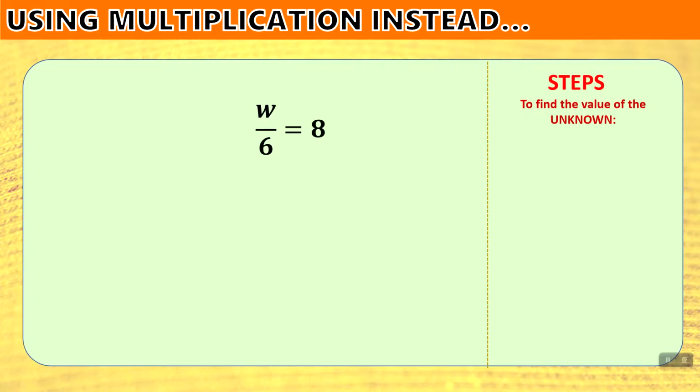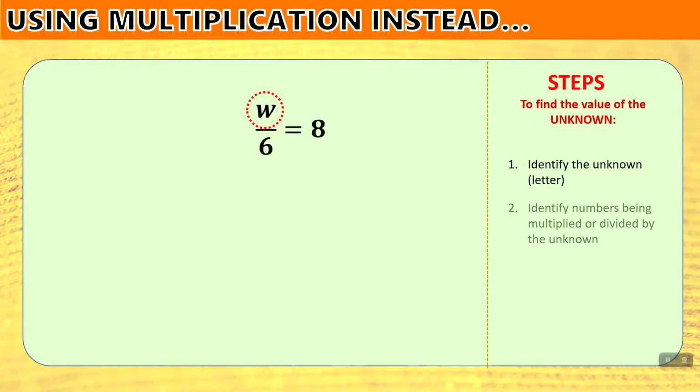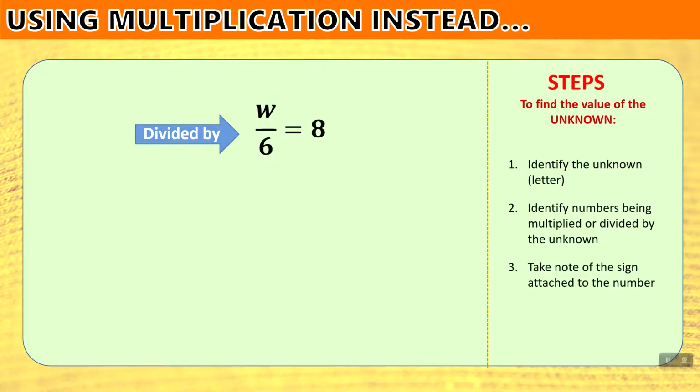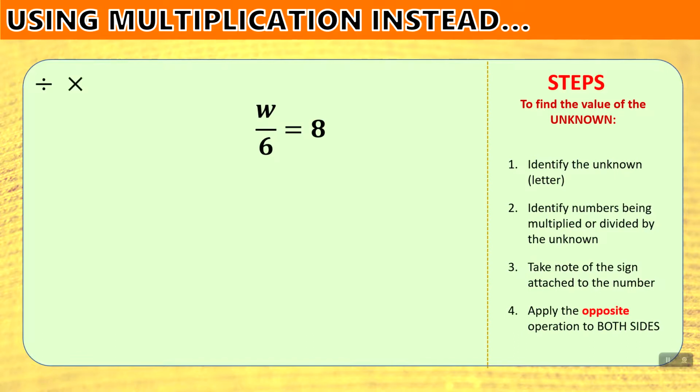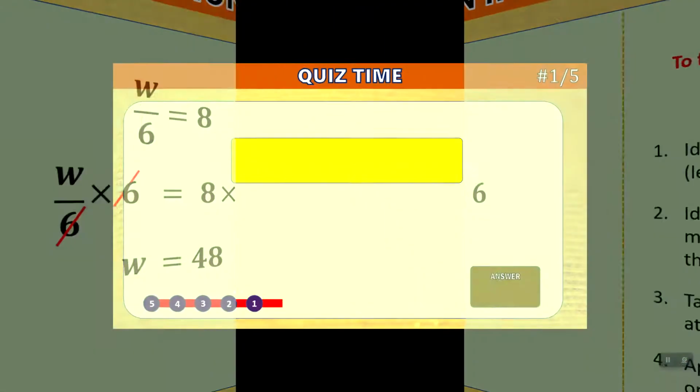One more. W divided by 6 equals 8. Again, w is the unknown we want to find. It's being divided by 6. And so we perform the opposite operation to division, which is multiplication. We rewrite w over 6 equals 8, and we multiply by 6 to get rid of the 6. W now equals 8 times 6, which is 48.